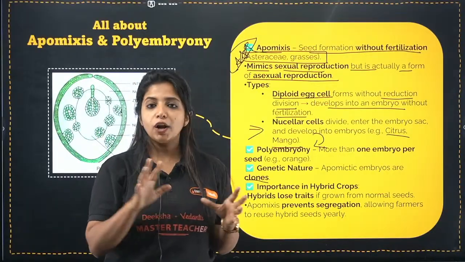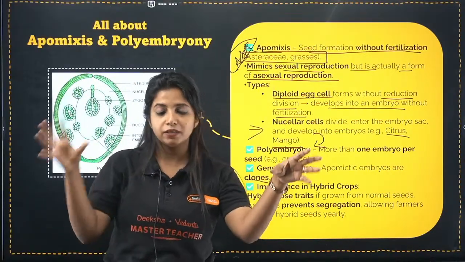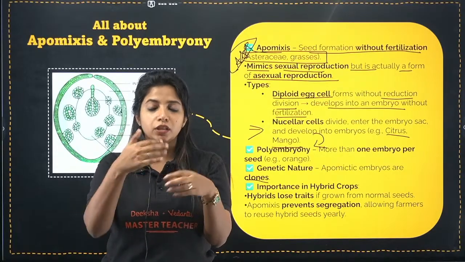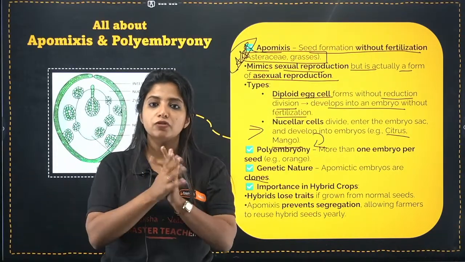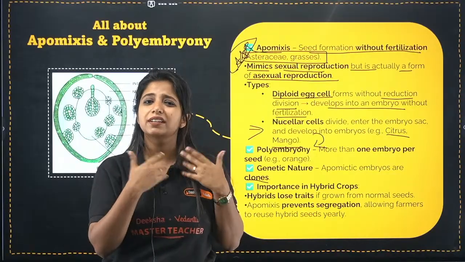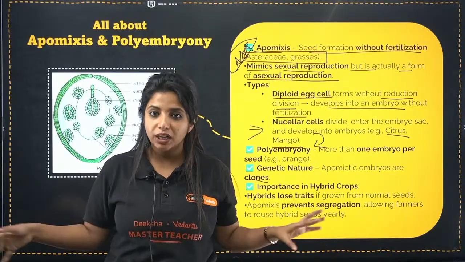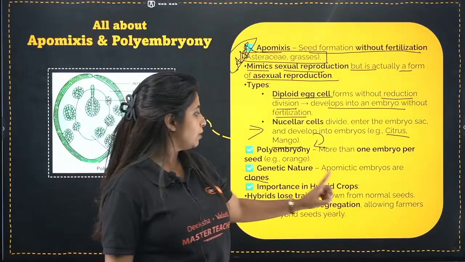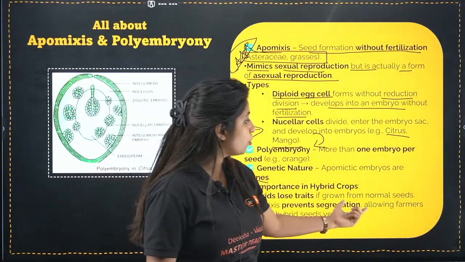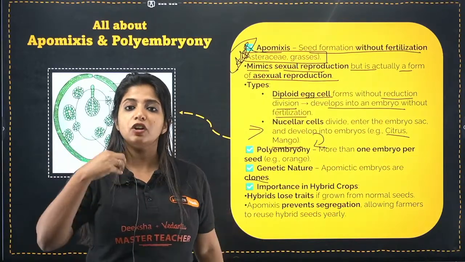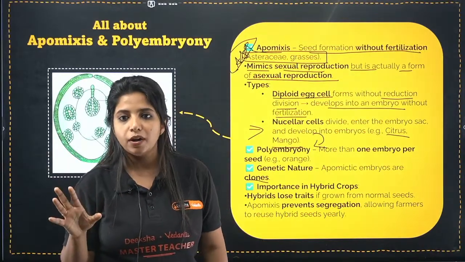Second thing, if at all we talk about hybrids, when I say this plant and this plant is crossed, in the generation which is there, and when in the future they are going to again undergo sexual reproduction, there are chances that the good character can just go off. So that again is being very much reduced. So the importance in the hybrid crops is that hybrid loses traits if grown from the normal seeds. Okay, hybrids which are there, if at all they are growing from the normal seeds, it is going to lose up all the traits. Why?